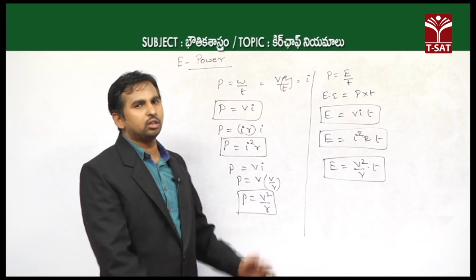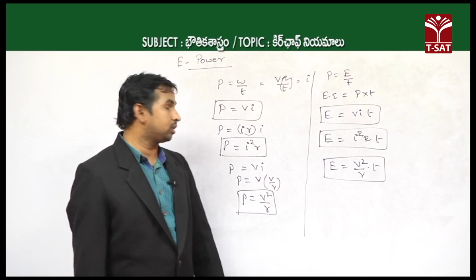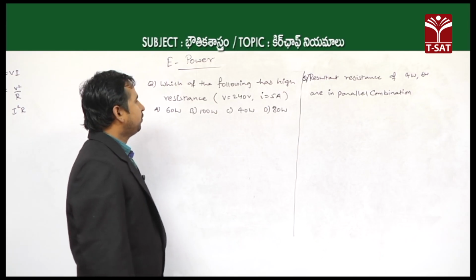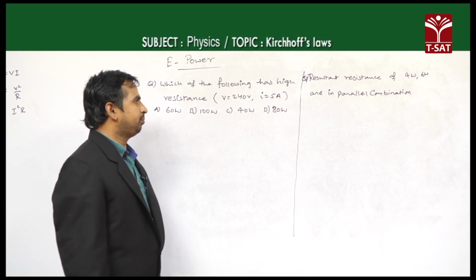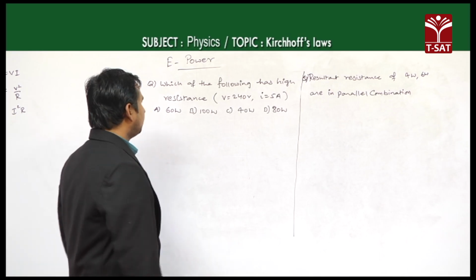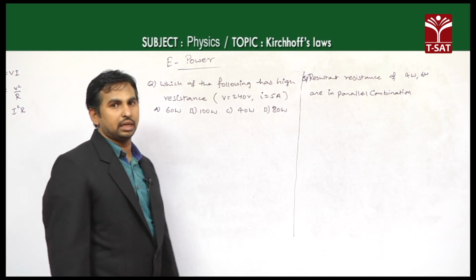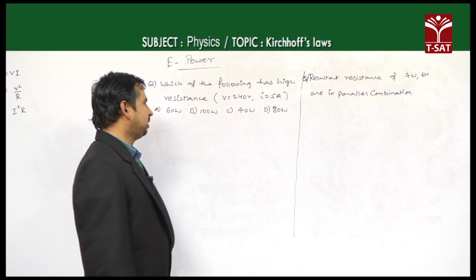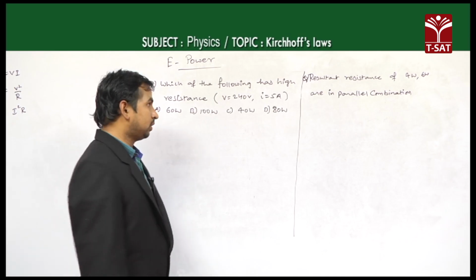So, depending on whether it is power or electrical energy, different relations are present between V, I and R. The given question is: which of the following has high resistance, when voltage is equal to 240 volts and I is equal to 5 amperes. The options given are A, 60 watts, B, 100 watts, C, 40 watts, and D, 80 watts.